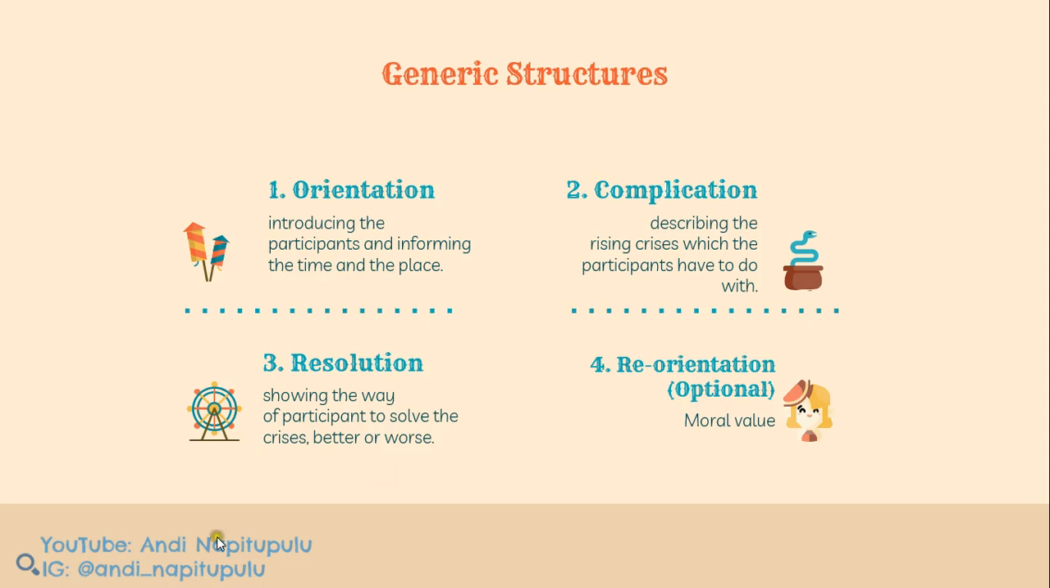Okay, then. And the next one is reorientation. In here, this is optional, guys. Reorientation means that you can write it or not. In here, you write the moral value in the story, what you can learn, what you can get from that story. So you tell the readers, okay, this story has a moral value for the reader. Yeah, it depends on you. That's optional. It's not a must.